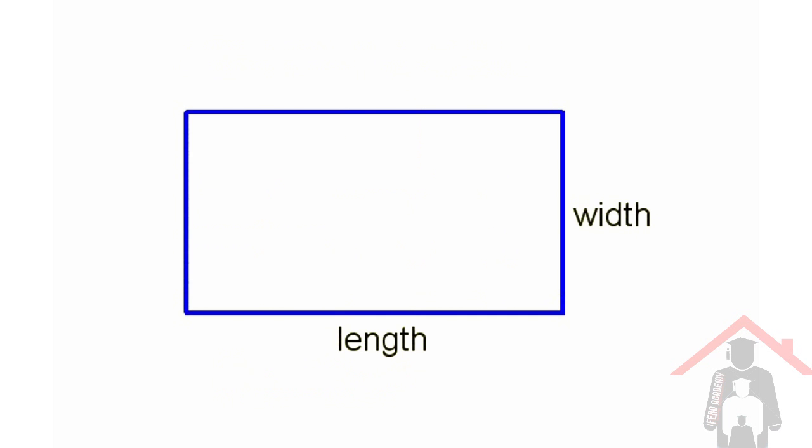So when we want to find the area of a rectangle, we now have a formula. The area is the length multiplied by the width.